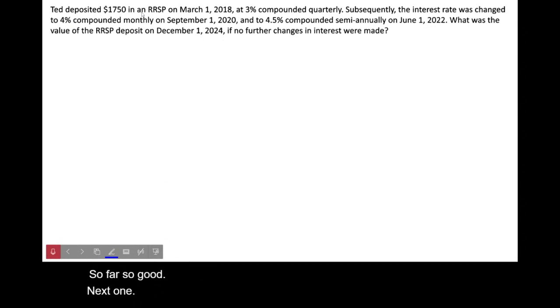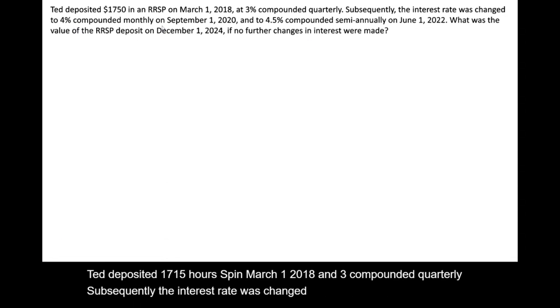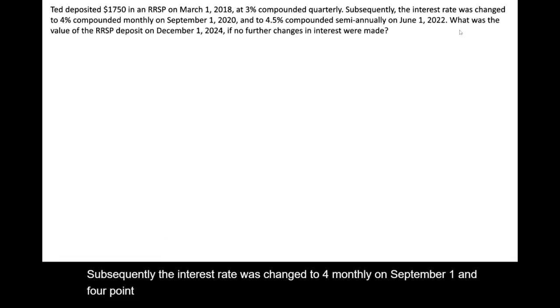Ted deposited 1715 in an RRSP on March 1, 2018 at 3% compounded quarterly. Subsequently, the interest rate was changed to 4% monthly on September 1 and 4.5% compounded semi-annually on June 1. What was the value of the RRSP deposit on December 1, 2024, if no future changes in interest were made?